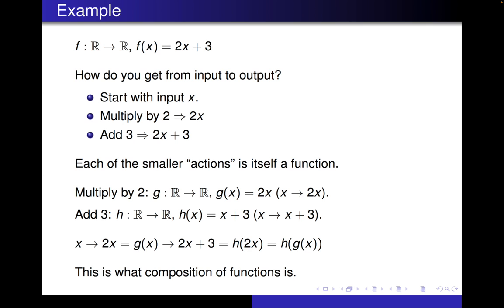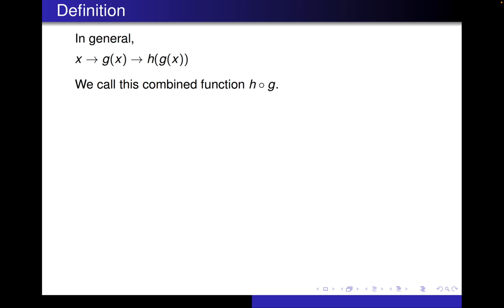This is exactly how composition of functions works in general. So here's what's going to happen. You're going to start with your input x. The first thing you do is put that x into a function g. Then that g of x becomes the input to your next function, h. So you get h of g of x. And that combined function that starts with x and ends with h of g of x is called h circle g.